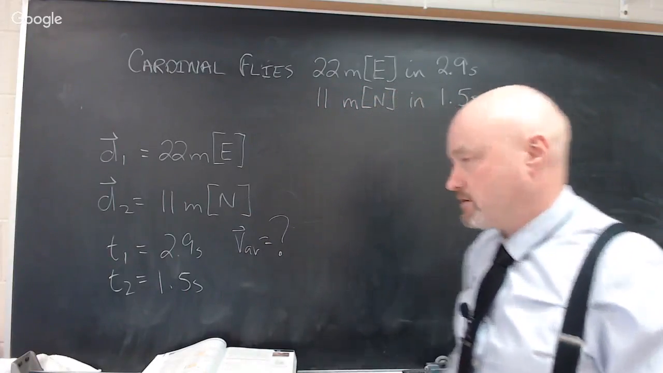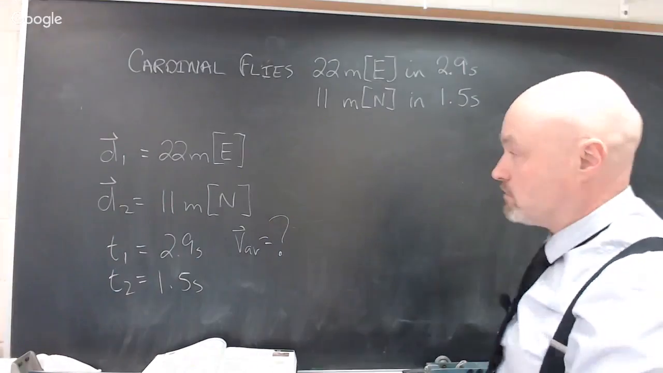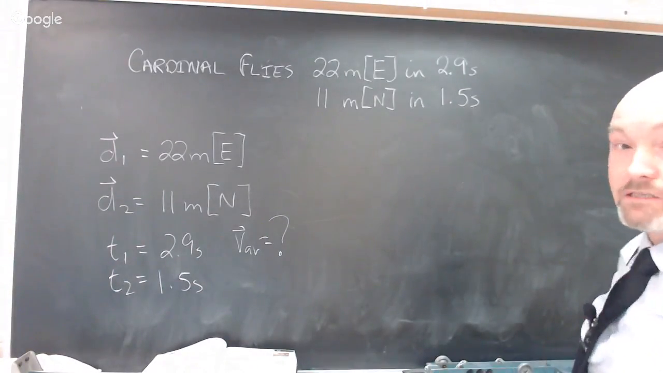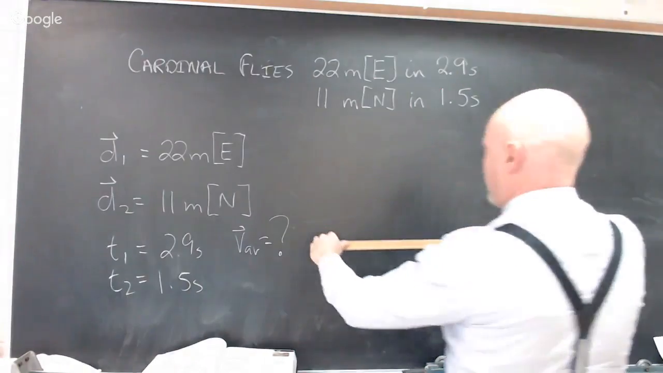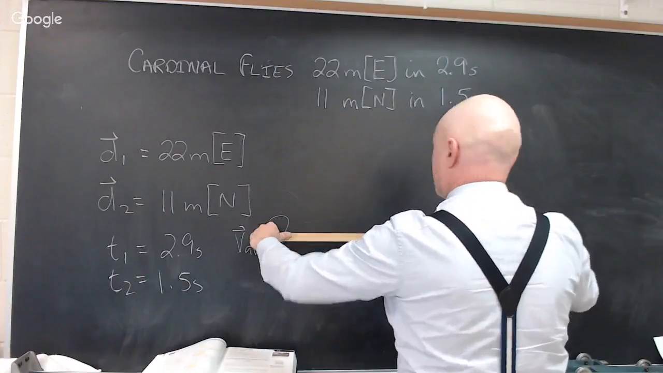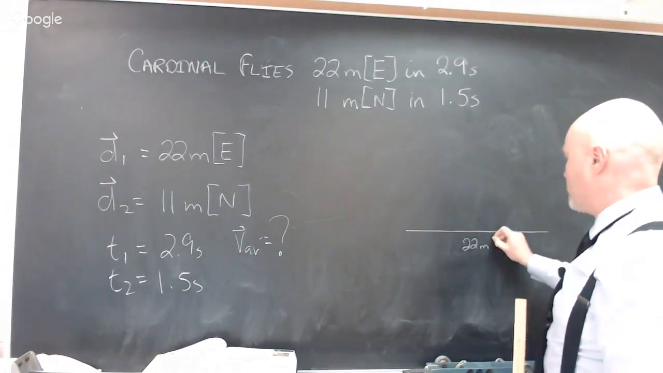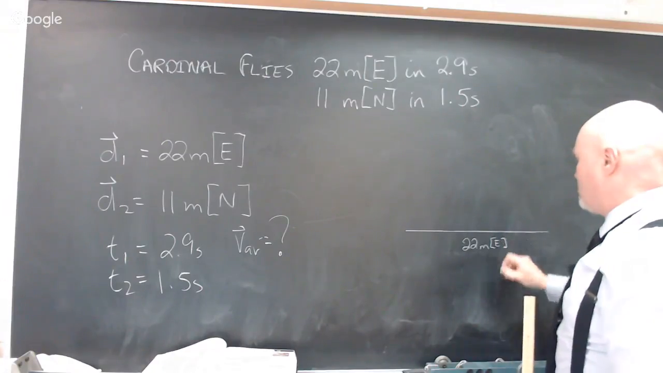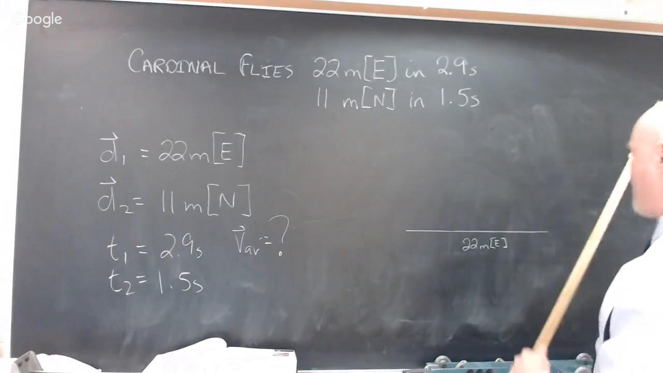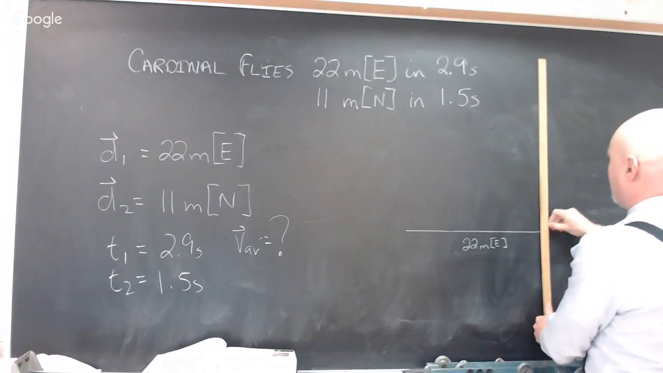Average velocity is a vector quantity. Now, when we go to add these two things, because they're vectors, we can't just add 22 to 11. They have a direction and they have a magnitude. And so we can do this just graphically by drawing them out. We can also use trigonometry. And fortunately with this one, we can actually use the Pythagorean theorem.